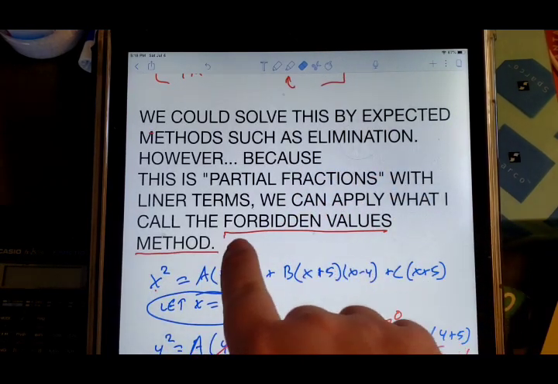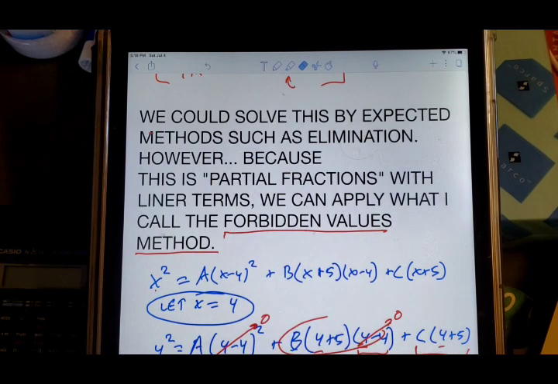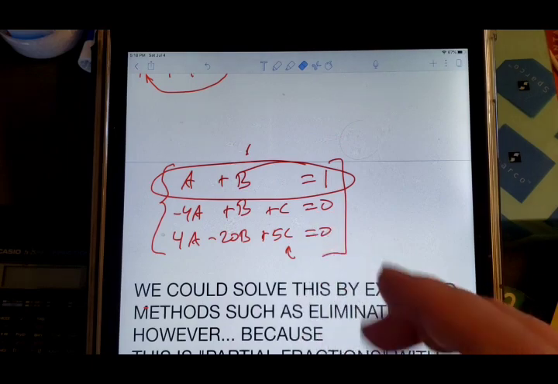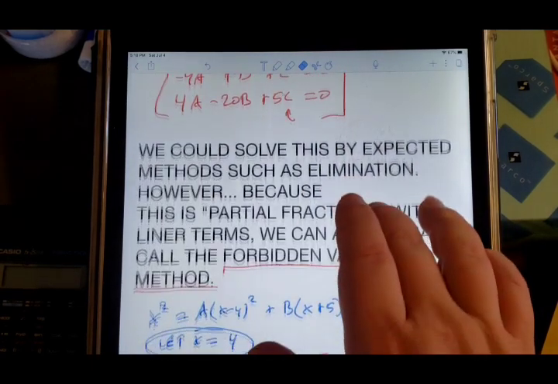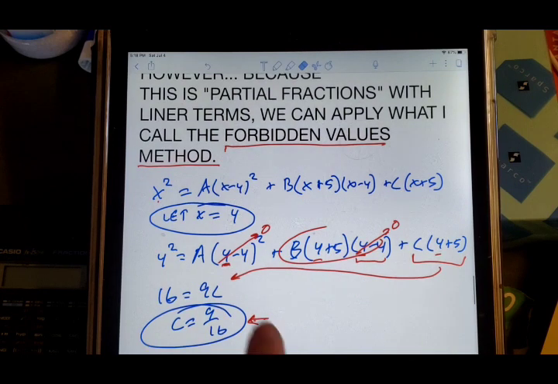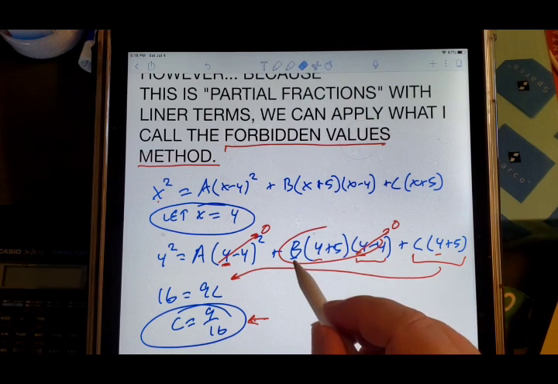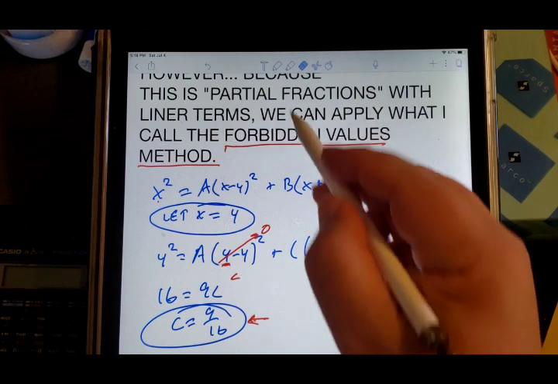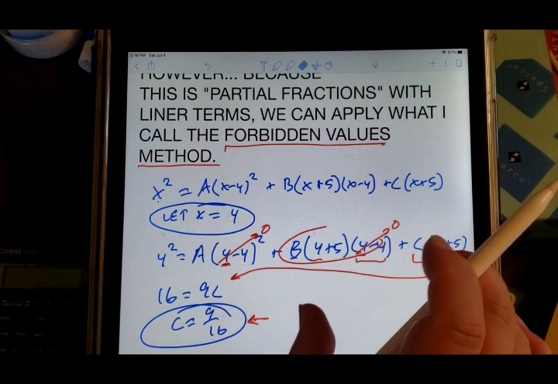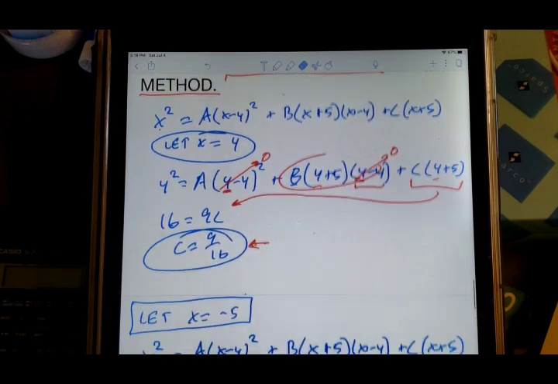Definitely take advantage of this method of not just looking at the system of equations and solving that, but also using your forbidden values, or the values that give you zeros in such a way that the letters drop out. The letters that you're trying to solve for, if enough of those drop out, you get an answer.